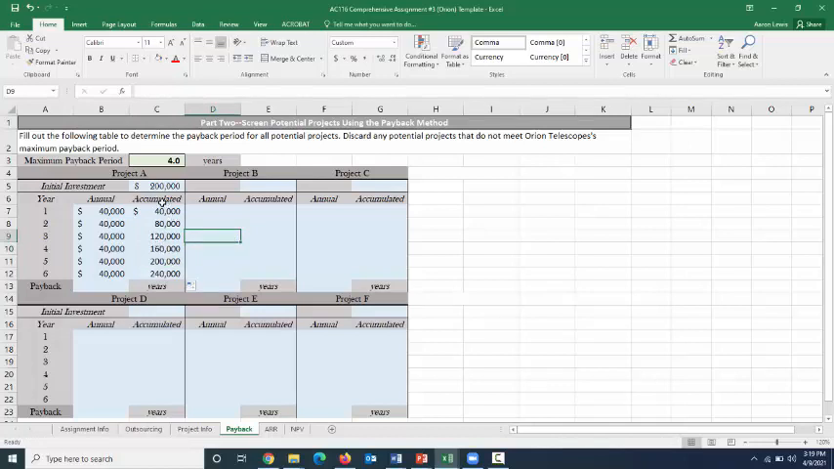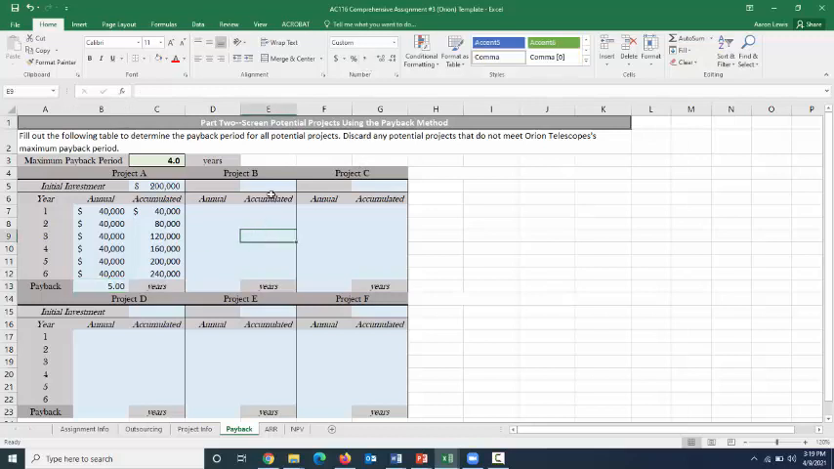Well, if we go to our accumulated column here, we see that after year 5, we'll have accumulated a total of $200,000 of cash inflows. And that $200,000 of cash inflows that we are accumulating is exactly equal to their initial investment. Which means that is the point in this project's life when Orion will get paid back. So Project A's payback period is 5 years.